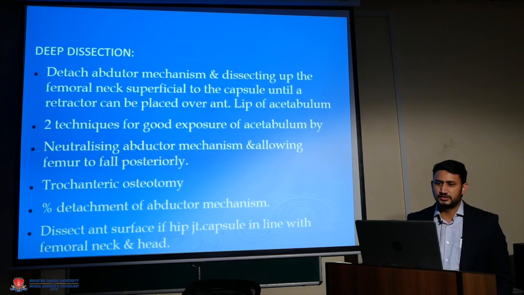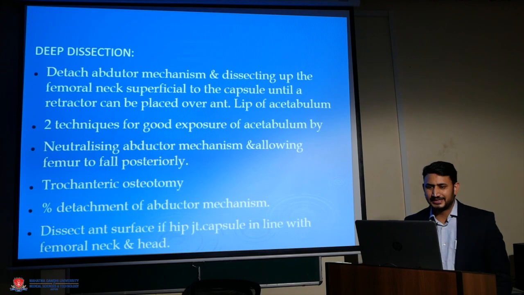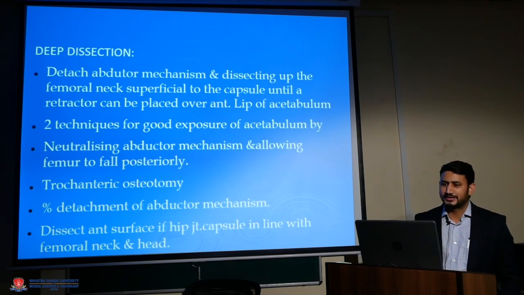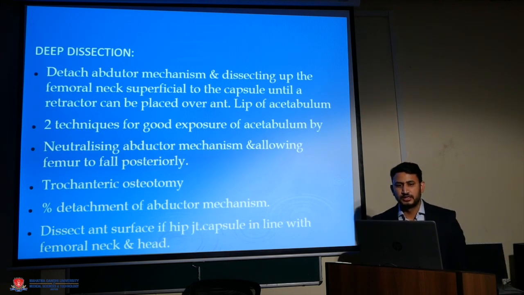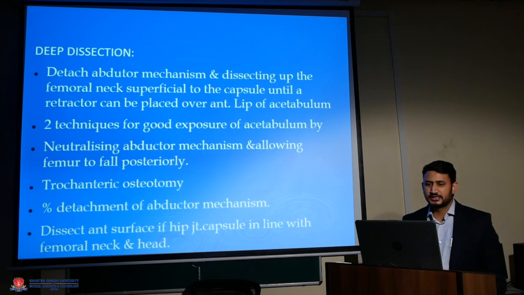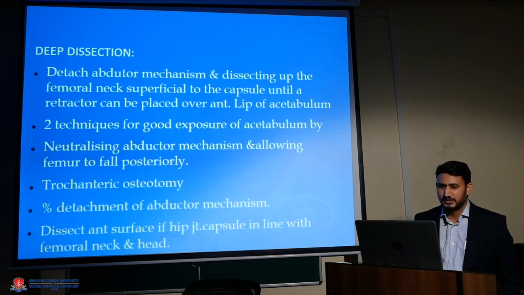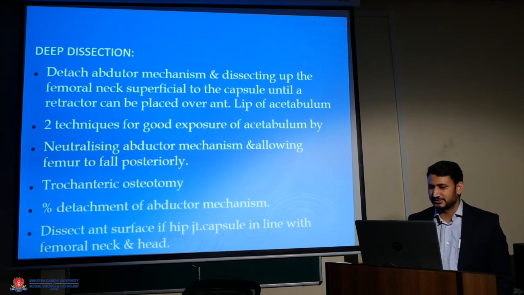Deep dissection: you need to detach the abductor mechanism and dissect the femoral neck superficial to the capsule until a retractor can be placed over the anterior lip of the acetabulum. There are two techniques for good exposure of the labrum: one is neutralizing the abductor mechanism and allowing the femur to fall posteriorly, and the other is trochanteric osteotomy, which obviously you can do.